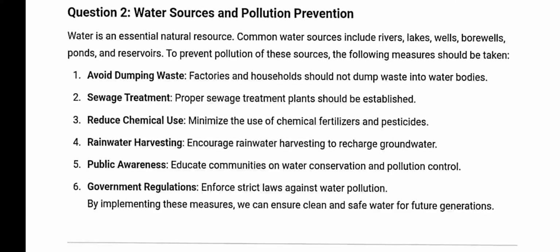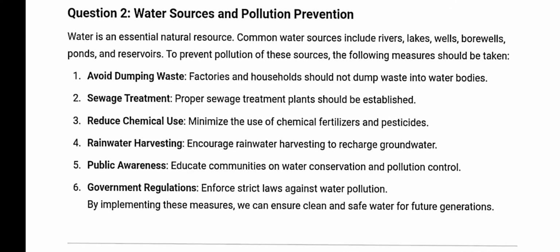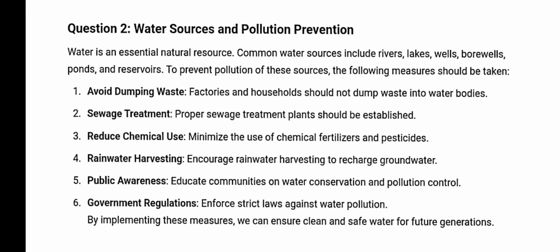2. Sewage treatment. Proper sewage treatment plants should be established. 3. Reduce chemical use. Minimize the use of chemical fertilizers and pesticides. 4. Rainwater harvesting. Encourage rainwater harvesting to recharge groundwater. 5. Public awareness. Educate communities on water conservation and pollution control. 6. Government regulations. Enforce strict laws against water pollution. By implementing these measures, we can ensure clean and safe water for future generations.